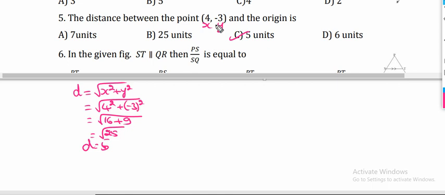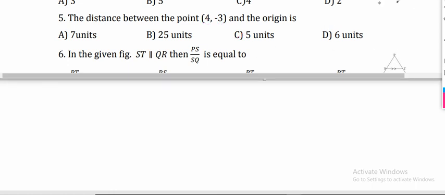If you want to calculate fast, you do one thing: you omit this square root, whatever the formula may be. 4 square is 16, 3 square is 9, that is equal to 25. Square root of 25 is equal to 5. This is the answer. You have to find the answer for this one fast. And then we move on to the next one.